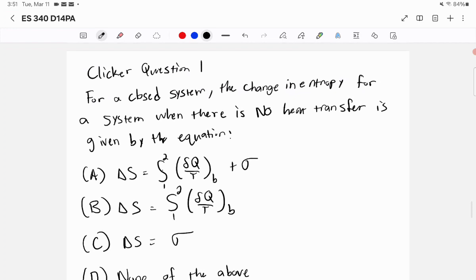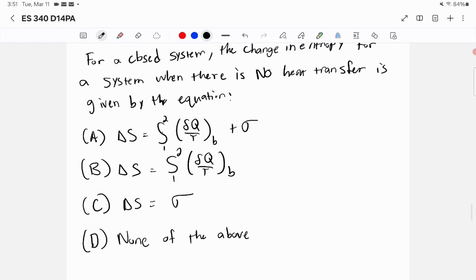So that's all I'm going to cover in this video. I just want to have two quick clicker questions. The first one is, for a closed system, the change in entropy when there is no heat transfer is given by which of the following equations? So if there's no heat transfer, which of the following equations would be the entropy balance equation in that scenario? Okay, delta S is equal to these two terms, just this term, or none of those.